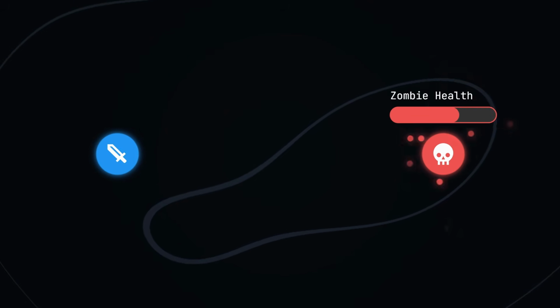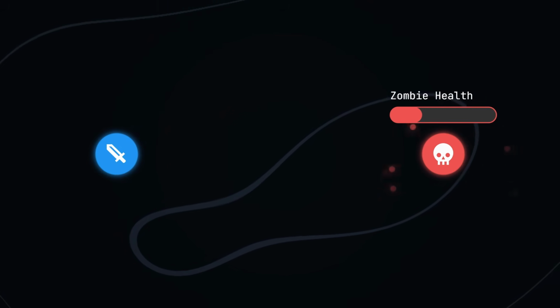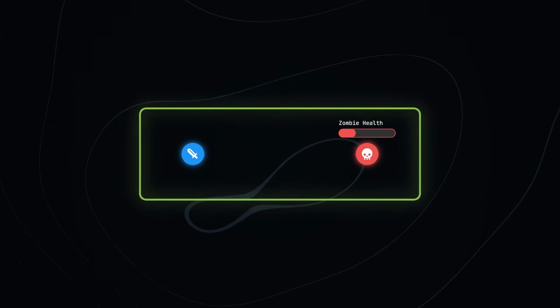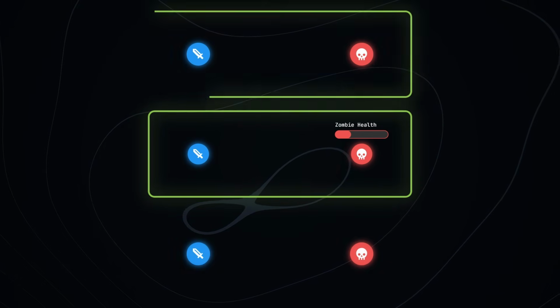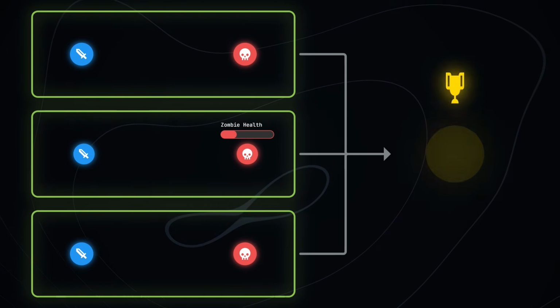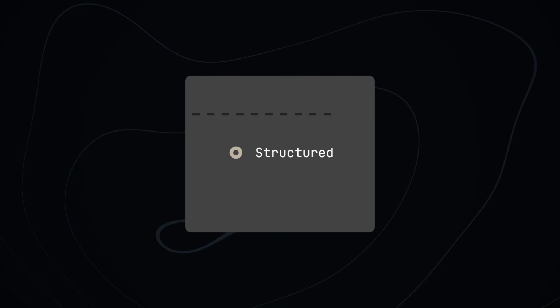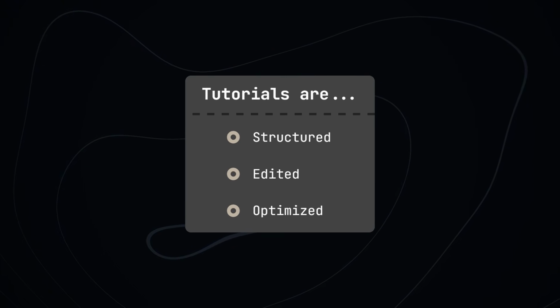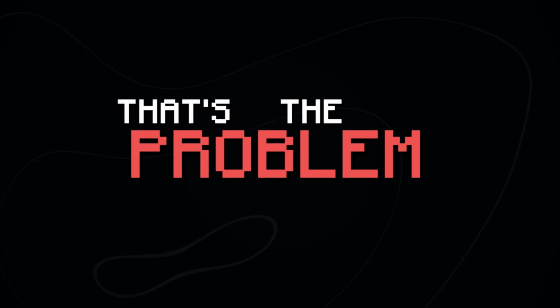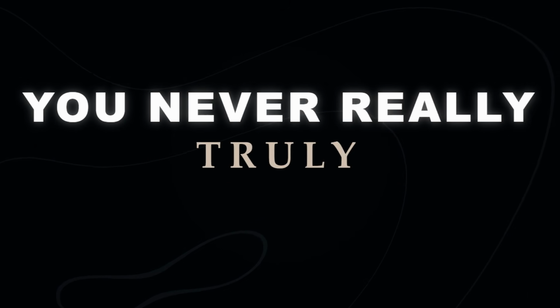What is happening is that you have been training inside an environment that simulates perfect conditions, that are never meant to produce an independent developer. Most tutorials are designed that way. They are designed to make you succeed. They are structured, edited, and optimized to be as clear as possible. Every step just flows into the next one. And that's the problem. You never really truly got lost. You were never unsure where to move or which move to make next.